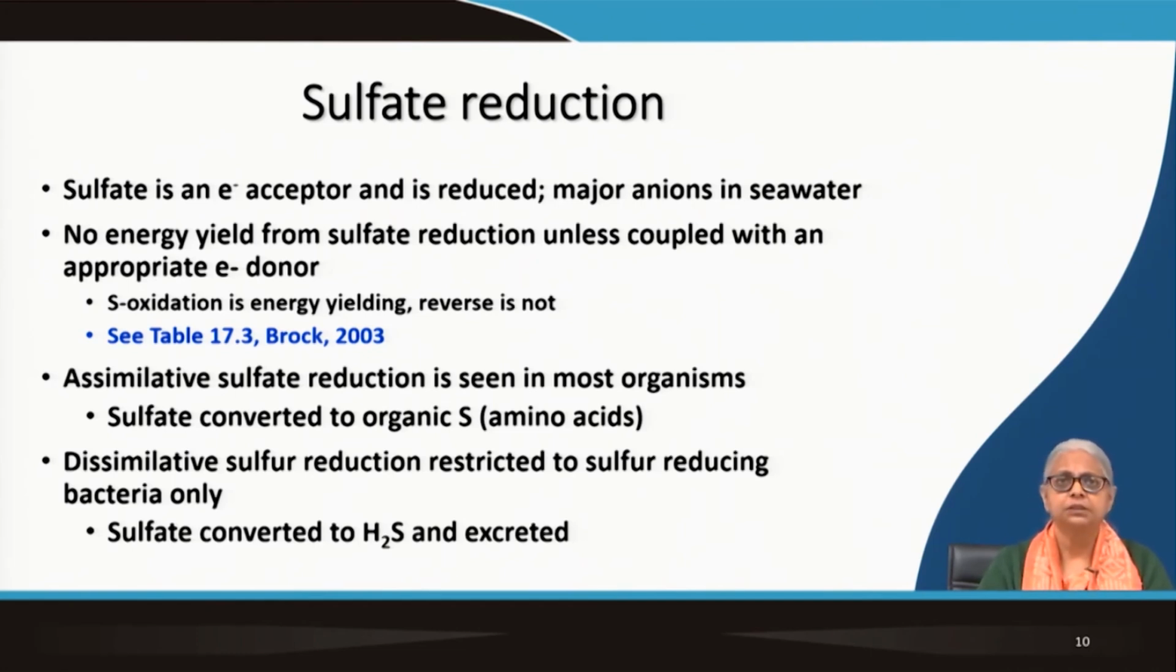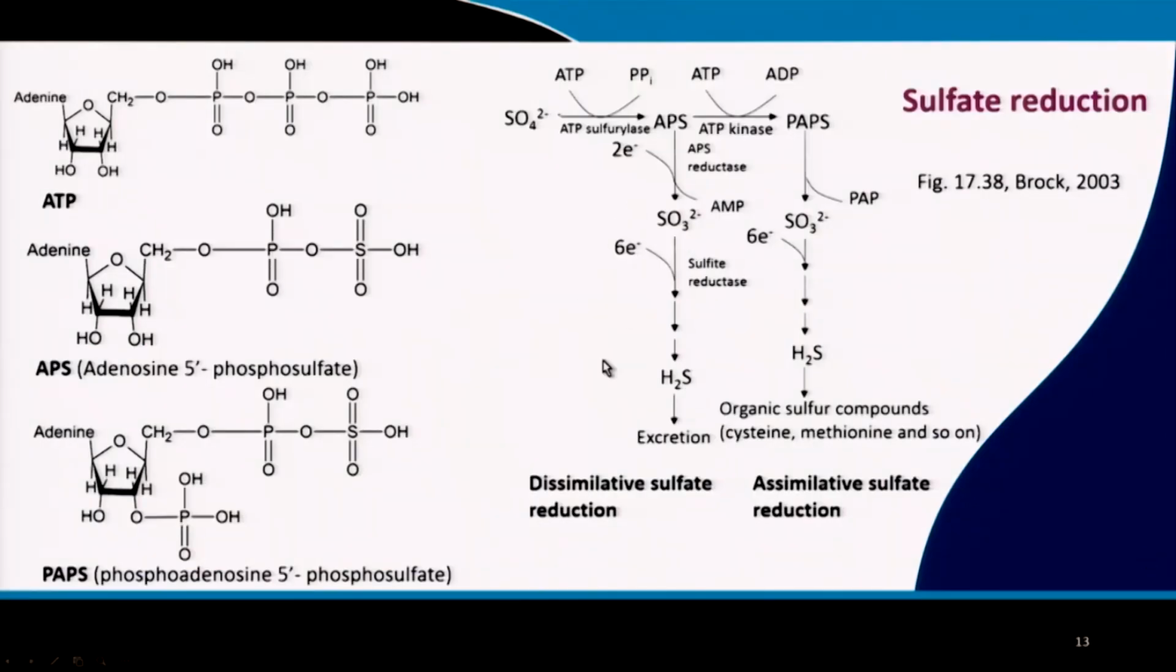So these are the two amino acids that contain organic sulfur. And then we have dissimilative sulfur reduction, where sulfur reducing bacteria are the only ones that are capable of utilizing sulfate and converting it to sulfide, and that sulfide is excreted, and that is what I showed you in the Winogradsky column. Okay, so what we have here are some of the compounds that are involved in sulfate reduction. As we know, sulfate is going to be reduced to hydrogen sulfide. Now this is an 8 electron transfer, and it goes through a series of reactions before it is completed.